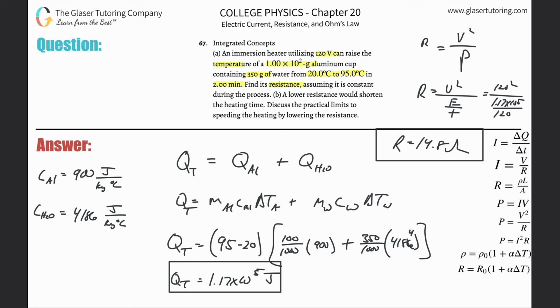And like I said, we're both going to be off depending upon what value you use, and they're both technically wrong. So letter B, a low resistance would shorten the heating time. Discuss the practical limits. Think about that and let me know.